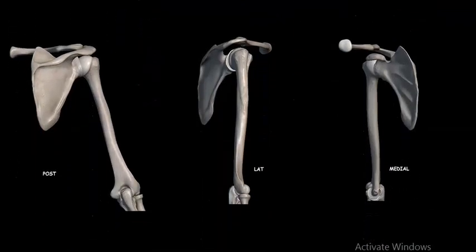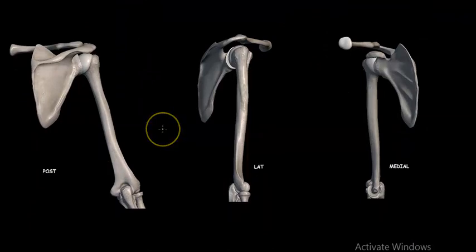So here, if you trace the peak, here we call it the posterior. And I am sure I've explained to you what is posterior view. Anything that is behind. And this is the lateral view. And here we have the medial view.